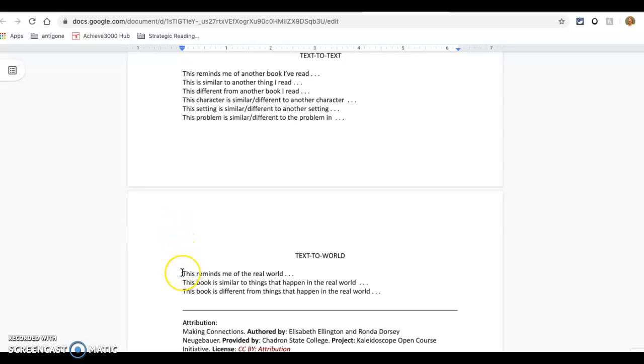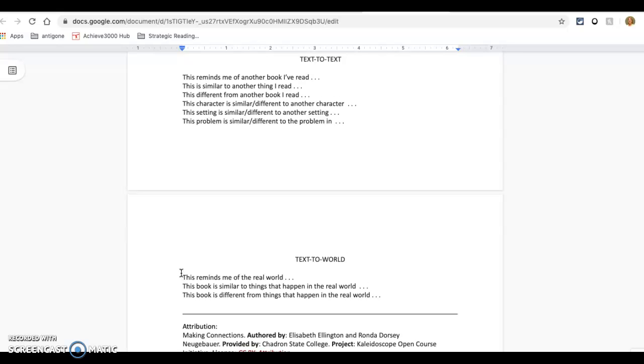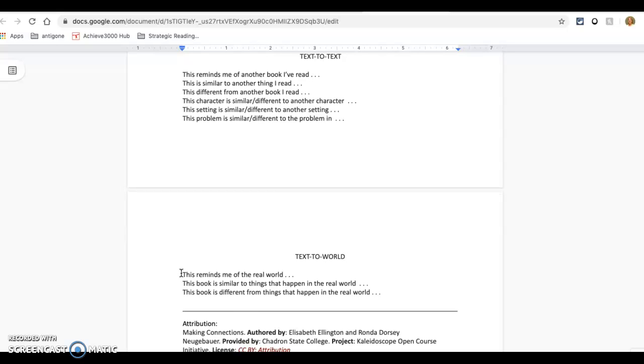And then lastly, we have text-to-world connections. These are where things connect in the real world. So things that are happening maybe on the news. Maybe it's not fictional, but real world, things that you've experienced or that other people have experienced in the world. Again, I encourage you to take a look at this a little more closely. We're going to do an example of this. I'll run through it and we'll put the generating questions, which we're going to get to next, and this making connections piece together.